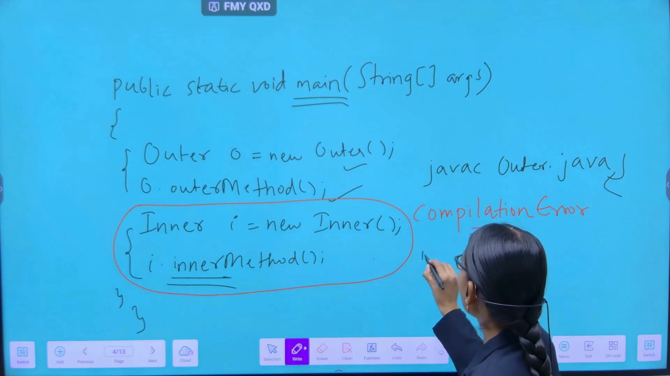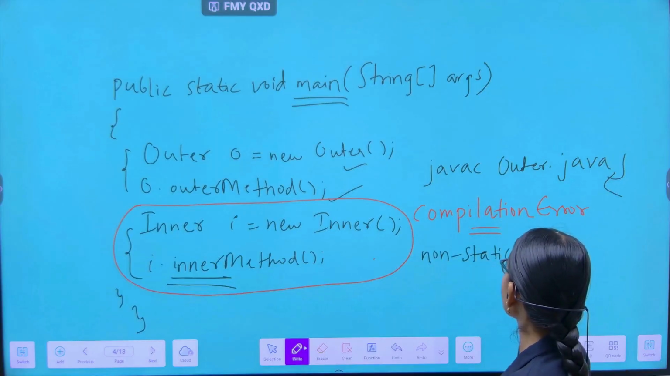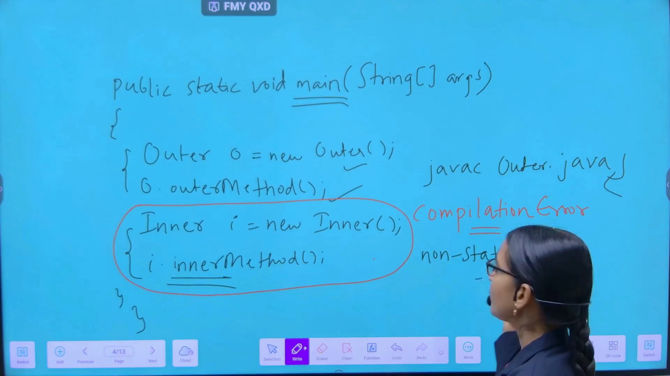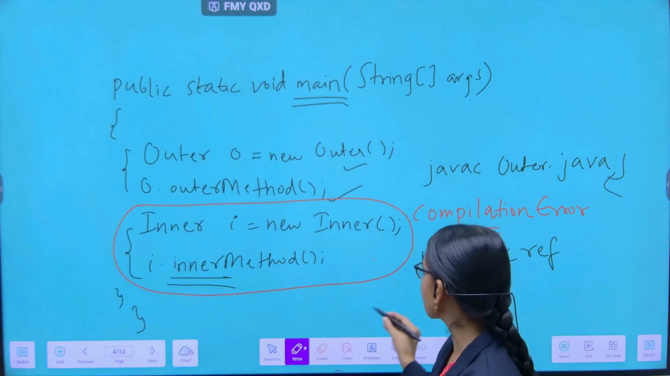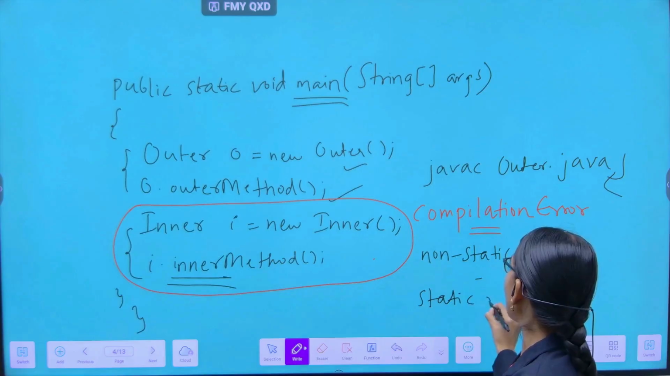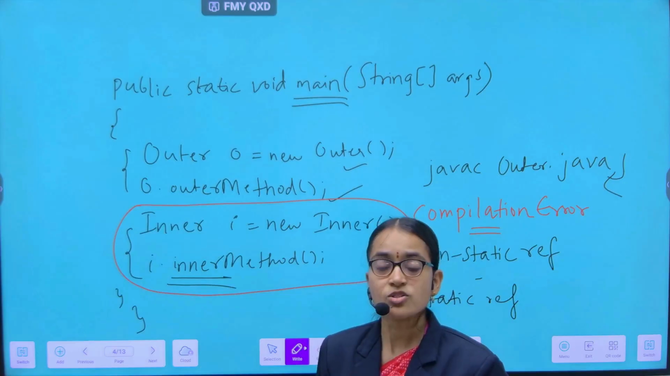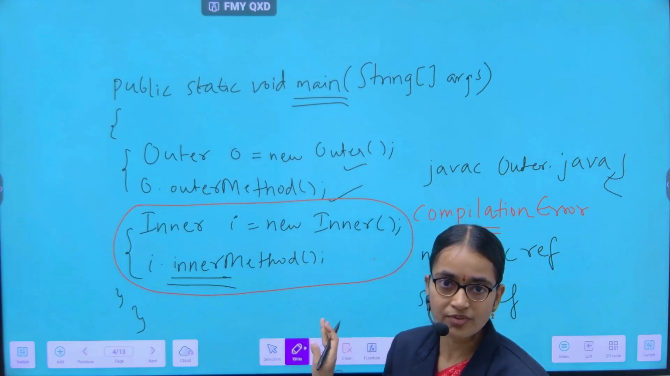That is, a non-static reference to a static reference is not matched. A non-static reference to a static reference is not matched. So how to resolve such types of errors?